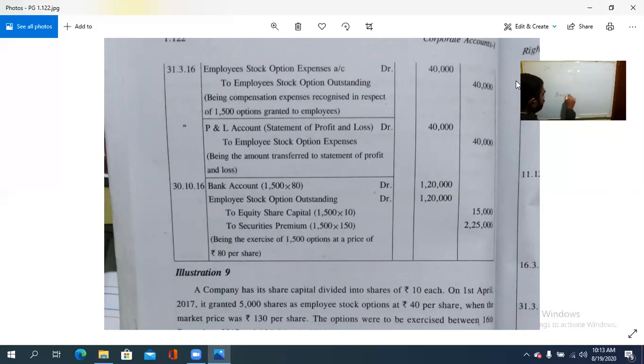Okay. Then the last entry, bank account debit. How much? 1,500 shares at 80 each, bank account debit. Then the next entry, employees stock option outstanding debit, 1,20,000.